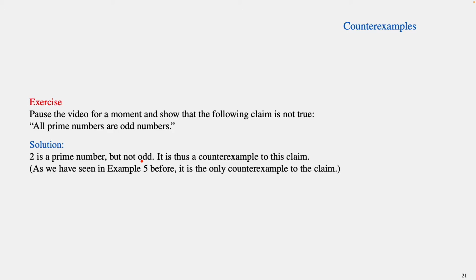So it's a counterexample, and we just had this in example 5 before, and it is in fact the only counterexample to this claim. So every prime number other than 2 is odd, but we have one that is not odd, so this claim here cannot be true.